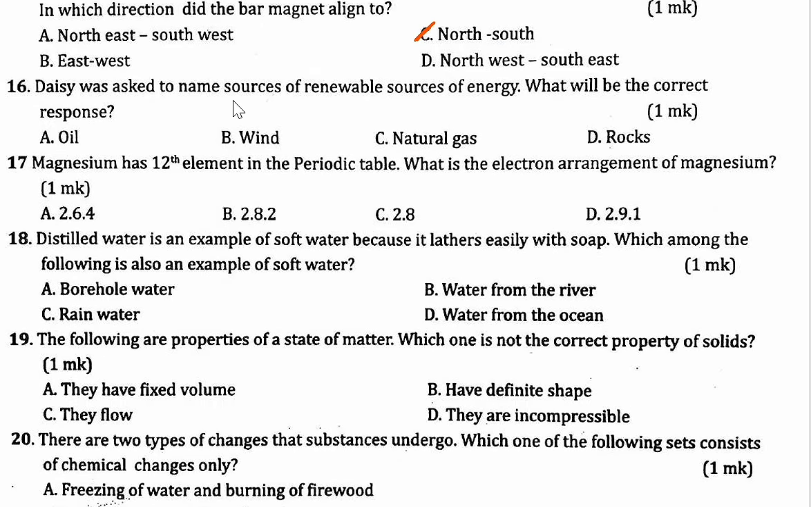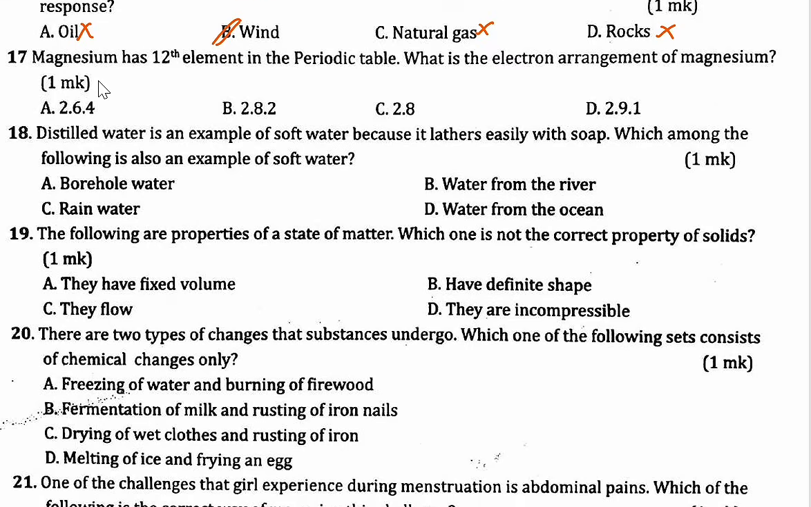A learner was asked to name sources of renewable energy. Understand this statement, sources of renewable energy. What will be the correct response? Which one is a source of renewable energy? Oil, not true. Natural gas, not true. Rocks, no. And therefore the answer is B. Wind. Wind is a source of renewable energy.